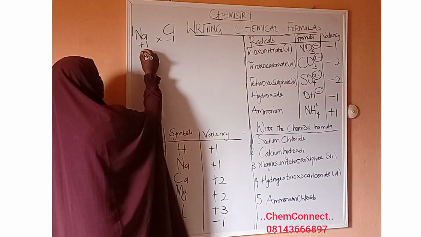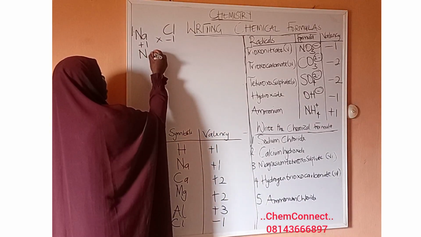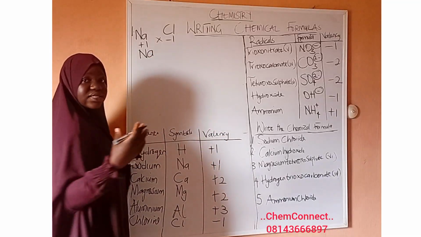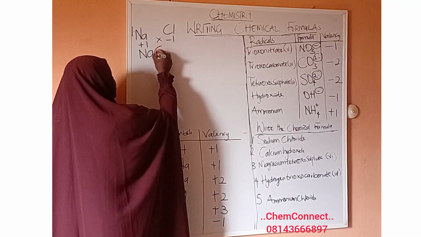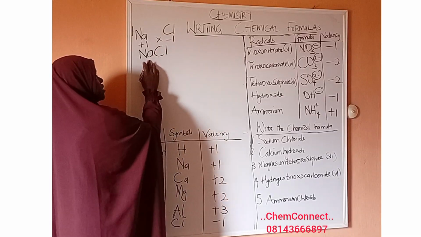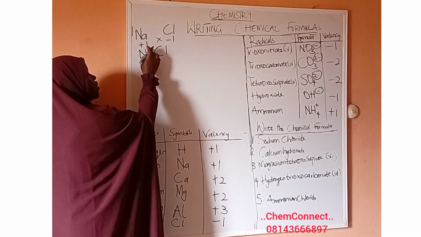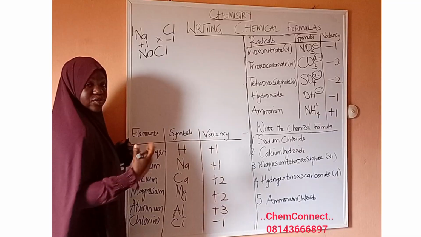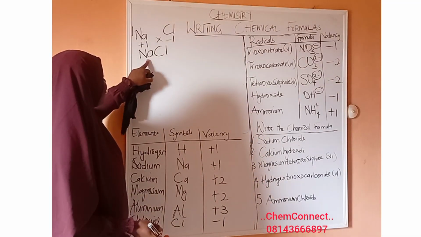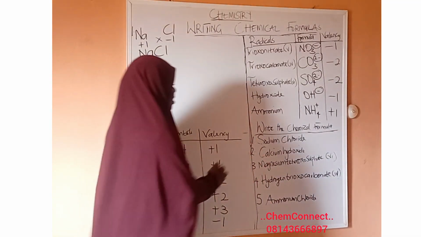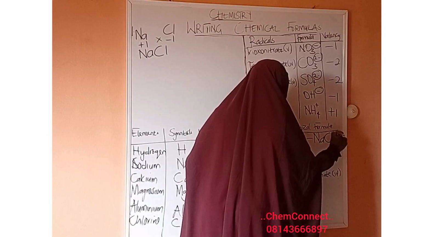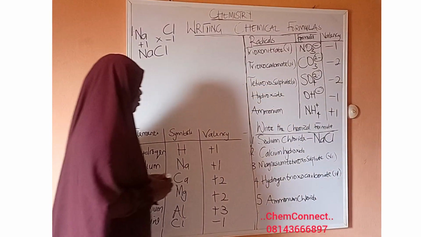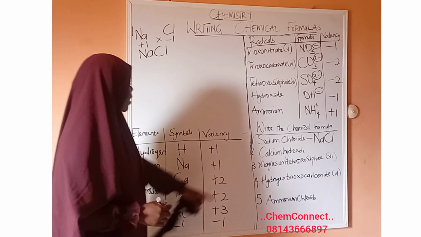So let's swap the valency. Now in the cases where the valencies are the same number, it cancels out. So here we have NaCl. You just write it this way, NaCl, because the valencies are the same number, so it cancels out. So the chemical formula for sodium chloride is NaCl, written together.